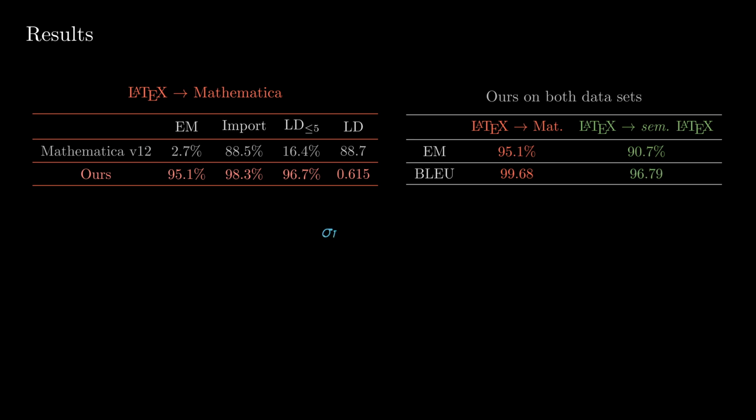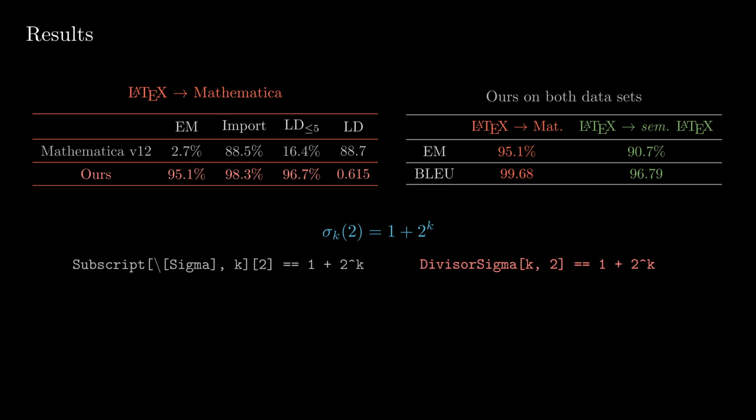For a qualitative evaluation, we start with a simple equation displayed in blue. On the left, we can see that, when importing the equation into Mathematica, it is interpreted in a display style as sigma with a subscript k. In comparison, when translating using our model, it is correctly interpreted as a divisor sigma, which also corresponds to the correct original Mathematica expression. Here, Mathematica used a more conservative translation, which however only maintained the presentation information and not the content information.